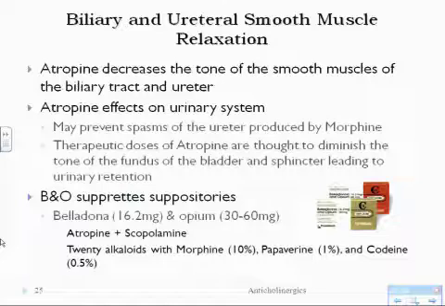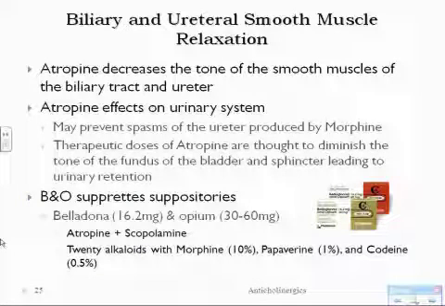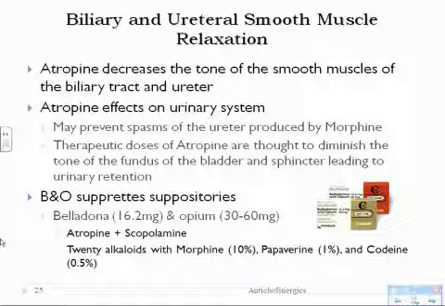If you look at biliary and ureteral smooth muscle relaxation, this is very ineffective if you're giving it IV. I don't recommend doing it for that reason. Okay, but one of the things that you can have after surgery, like a prostatic TURP syndrome, or where they actually put in a Foley catheter in somebody, is you can use an anticholinergic, but what we use is a B&O suppository. I'll show you what that means.